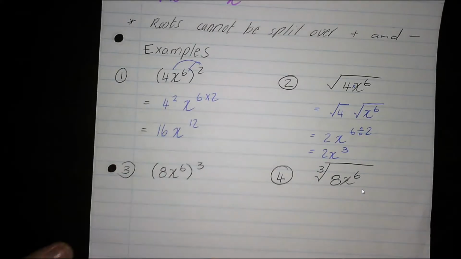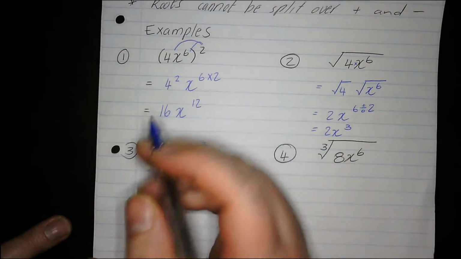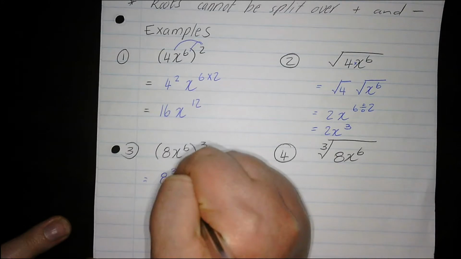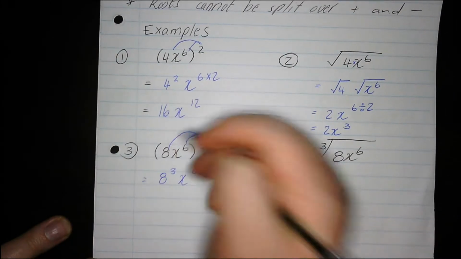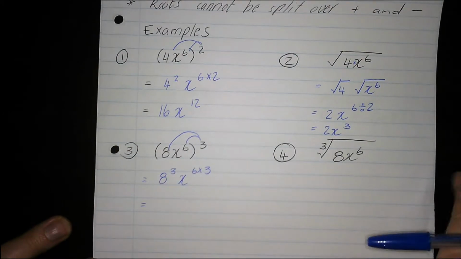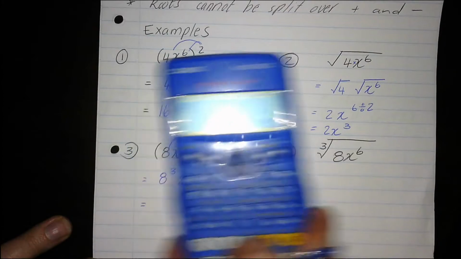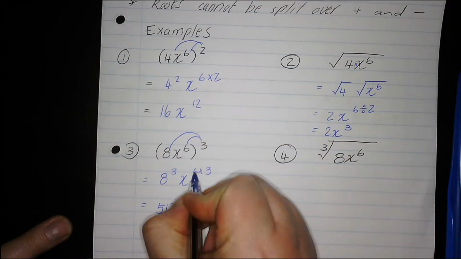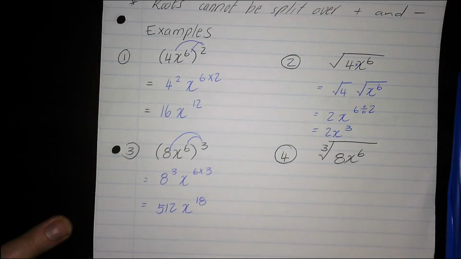Then let's look at taking the cube of 8x to the power 6. That's going to give us 8 to the power 3 and x to the power 6 times 3, because we're distributing there and there. You don't need to know this out of your head. You can type it into the calculator. It should give you 512. And multiply 6 with 3. That's x to the power 18.